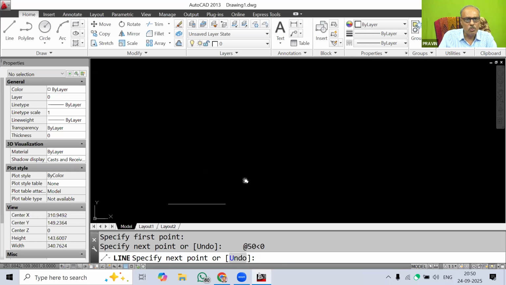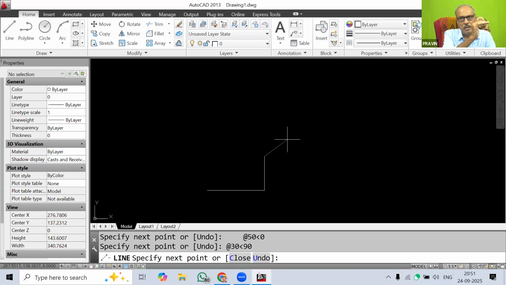Now I will go with another coordinate. What coordinate will I type? At 30 less than 90 degree, because I have to go vertical and the distance is 30. So that is 30 less than 90. Now I have to go back, so I have to go in the negative x direction. So I will type here at 50 less than 180, because 0 degree positive is this side, so 180 degree will go this way. You have to remember that, and then press enter. You can just see that.